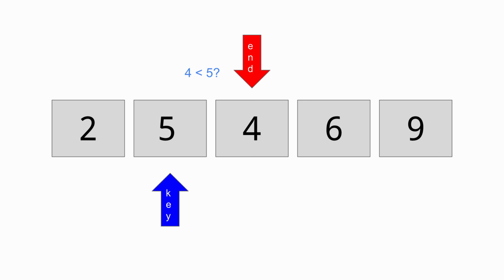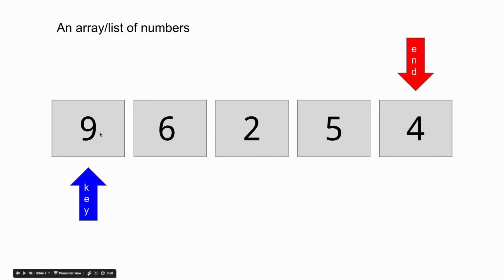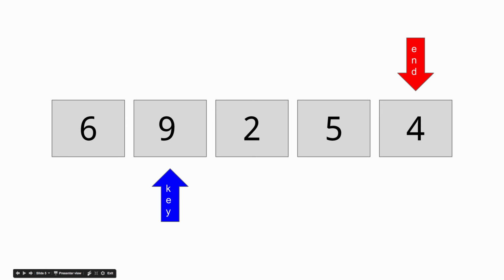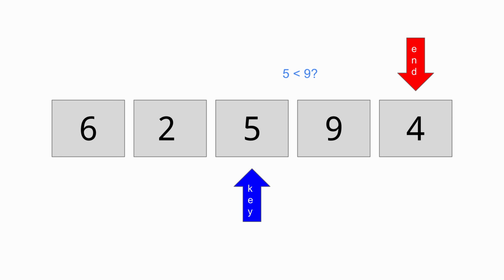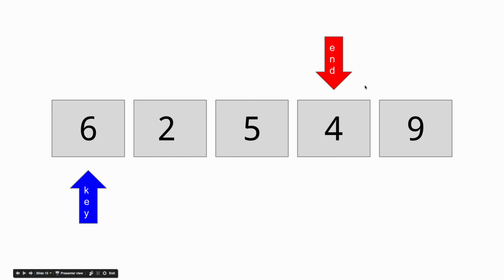Alright, so here's a recap of what happened. We started off with a large number in the beginning, and as we compared it, that large number bubbled to the right. And then we knew that the large number ended up on the right, and so we didn't have to stop here anymore. So we moved our ending marker to the left.